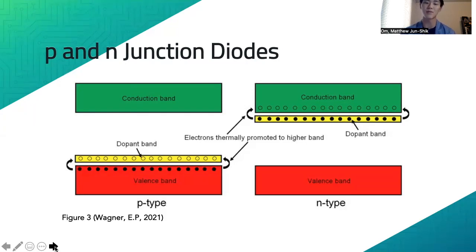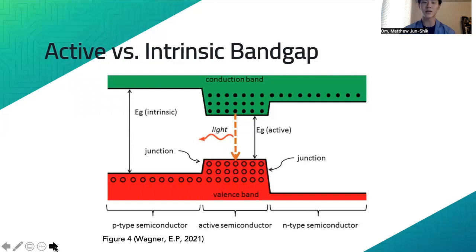N-type dopants have an extra electron and thus form a new dopant band below the conduction band. For p-type dopants, they have one less electron and create a dopant band just above the valence band. For both of these, it makes it easier to excite electrons at lower temperatures. When electrons in the conduction band decay down to the valence band, they release energy in the visible spectrum.